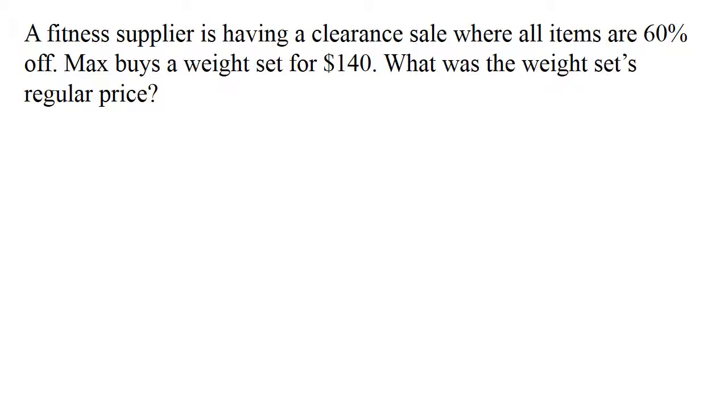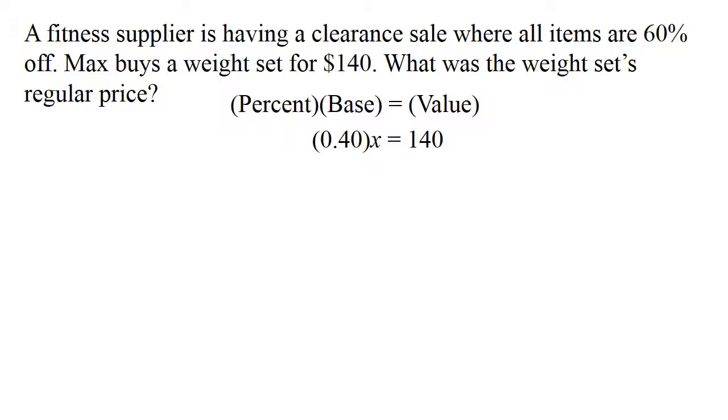A fitness supplier is having a clearance sale. All items are 60% off. Max buys the weight set for $140. What was the weight set's regular price? So again, the regular price would be the base value. We don't know that, so we're going to put our X value where the base goes. 60% off means we still have to pay 40%. So 40% of what is 140? Divide both sides by 0.40, and you get $350, the original price of the item.